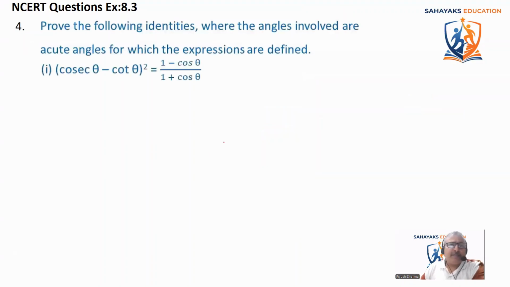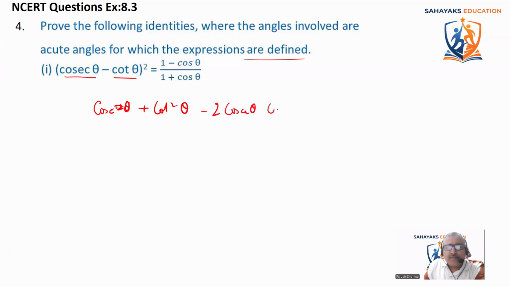So coming to the next one: prove the following identities where the angles involved are acute angles for which the expressions are defined. Okay, let's find out. It is given as (cosec theta minus cot theta) whole square. So let's open the whole square. It becomes cosec square theta plus cot square theta minus 2 cosec theta cot theta.